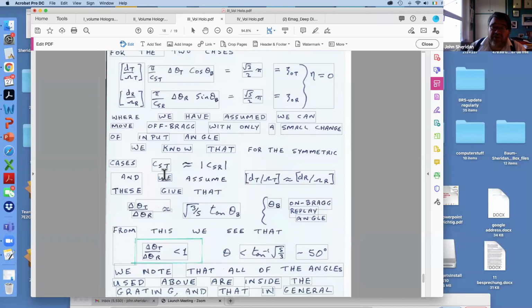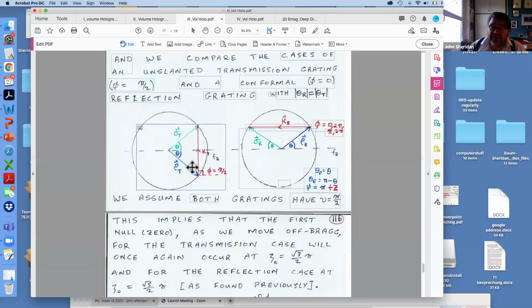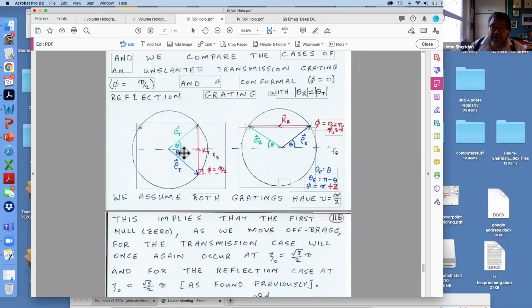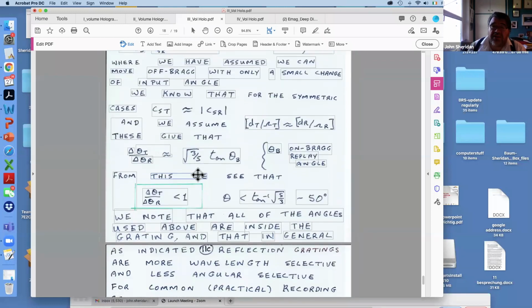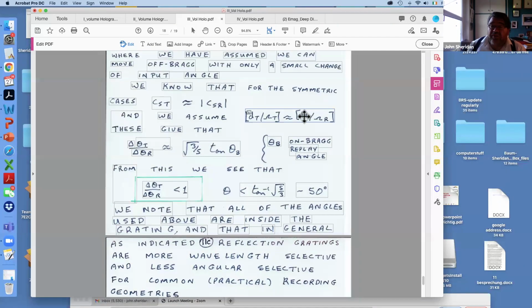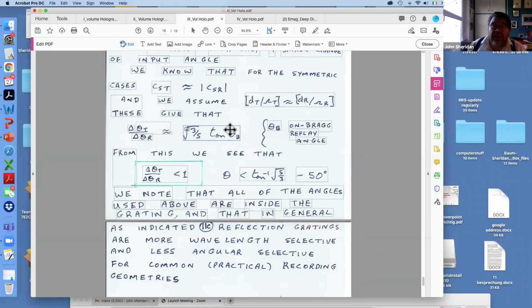We know that for the symmetric cases, this is equal to this. This is equal to the magnitude. This is just absolute value because of the sign change going from transmission to reflection. And this is what we've shown up here. So these angles here, see, we've got theta, theta, theta, and theta. So we've got this very nice symmetric situation. And we assume that we've actually chosen these two things equal, or approximately equal. So the thickness of the transmission divided by the period of transmission is equal to the thickness of the reflection divided by the period in the reflection. In that case, this ratio between the two is given by this formula here.